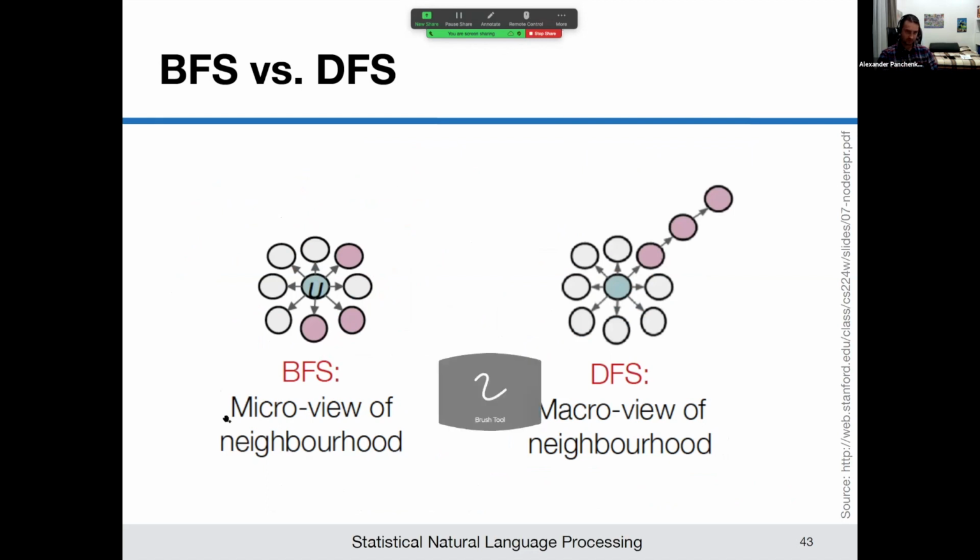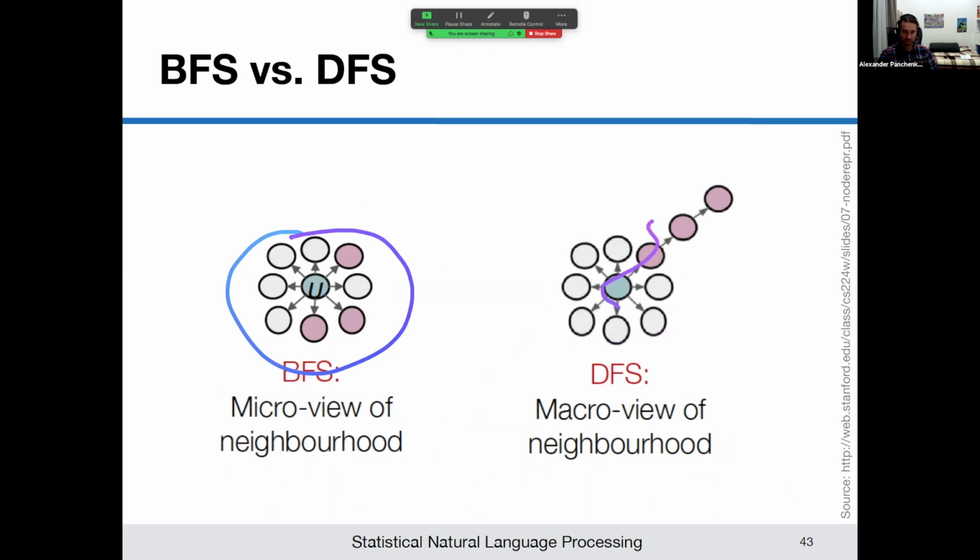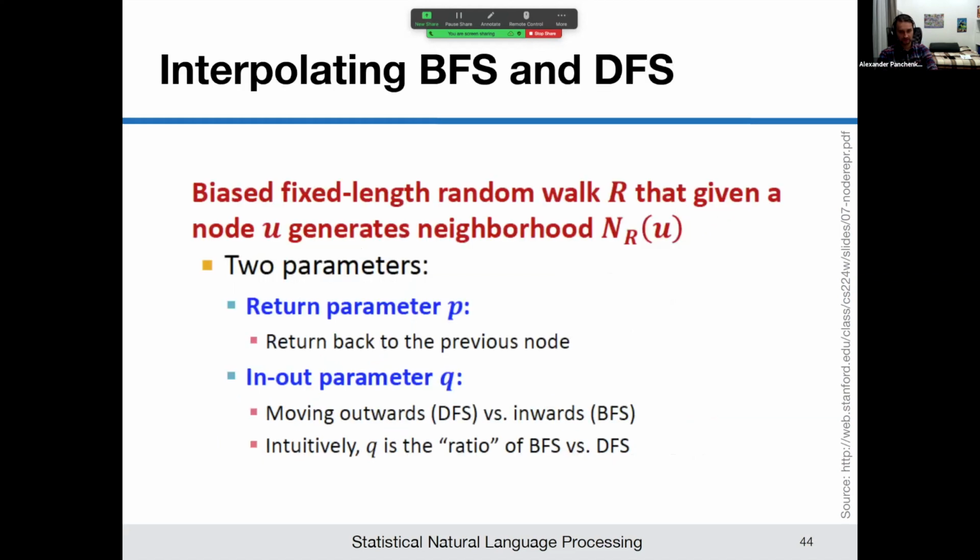So BFS rather gets you some local neighborhood, but DFS rather gives you some long relations, not directly exploring the direct neighborhood in many cases. So that's why they are different, and it usually makes sense to combine things which are inherently different, and this is the case for these DFS and BFS strategies.